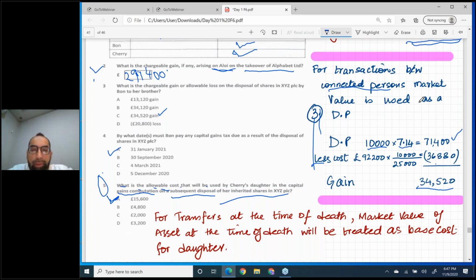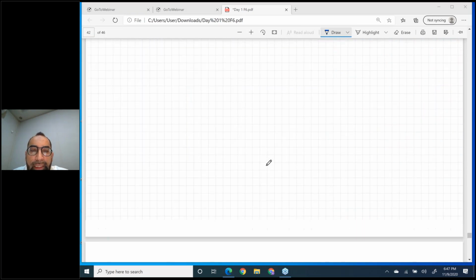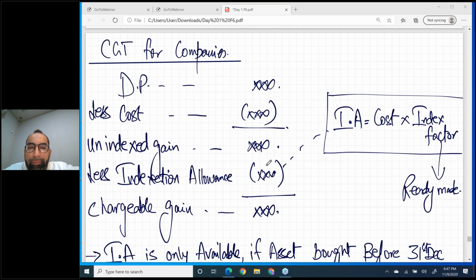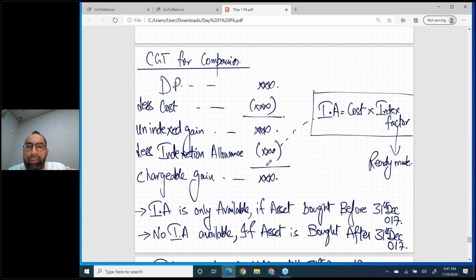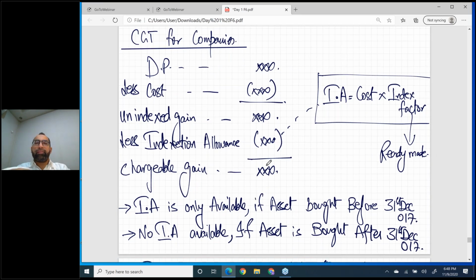Now, my dear students, there is one area, that is CGT for companies. Let me give you a quick recap, because this area will also touch your corporation tax. For companies, there is very simple working. First you write disposal proceeds, less cost, you get unindexed gain.